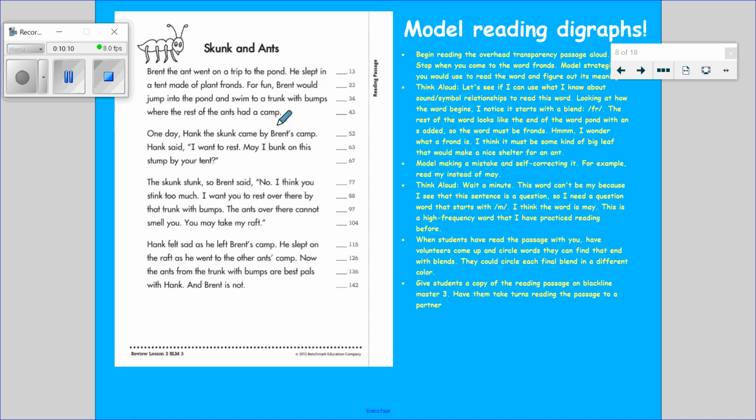I know we've already read this passage once before, but I still want you to try to read it 3 times because some of the words might be tricky. So really focus on those blends and those digraphs and make sure you understand what you're reading. So go ahead and practice that 3 times.